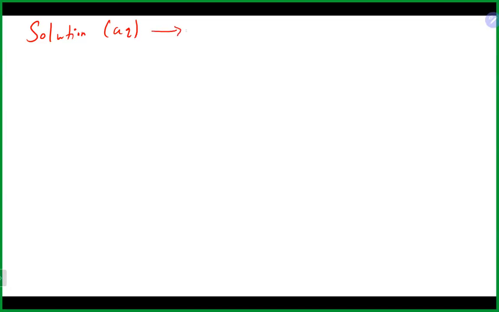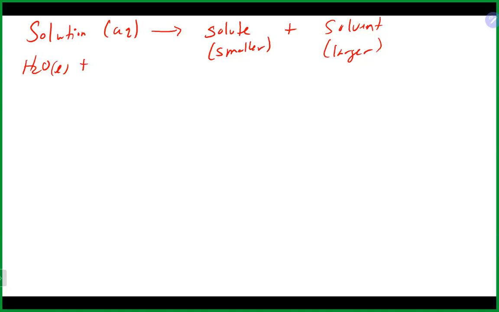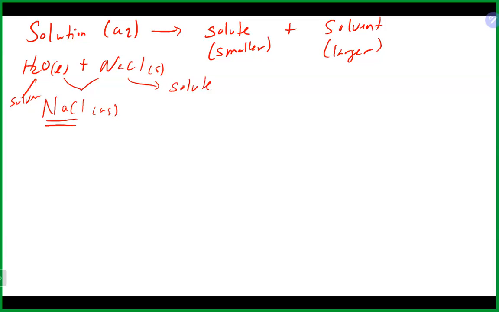A solution, again, is made up of two parts: the solute, which is the smaller part of the solution, and the solvent, which is the larger part of the solution. As we talked about last time, you take something like water and some sodium chloride, and that salt is going to dissolve in the water, and that will make a sodium chloride solution, where the sodium chloride is the solute, and the solvent in this case is water. Pretty much the name of a solution is the solute.